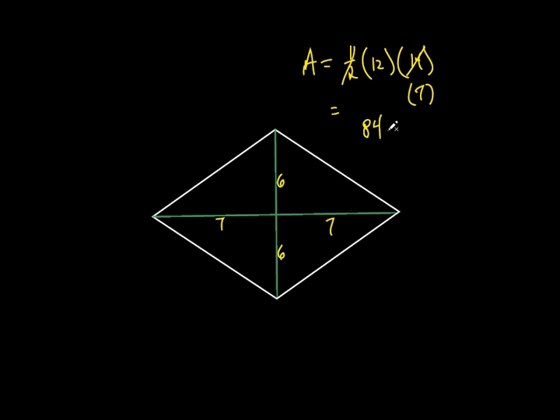It's area, so it's squared. Let's say it's feet this time. I'm just making it up. So let's say it's feet, so it's feet squared. So the area of this rhombus would be 84 feet squared.